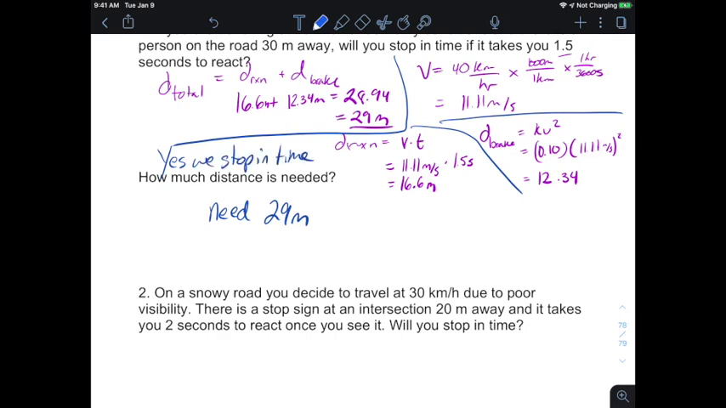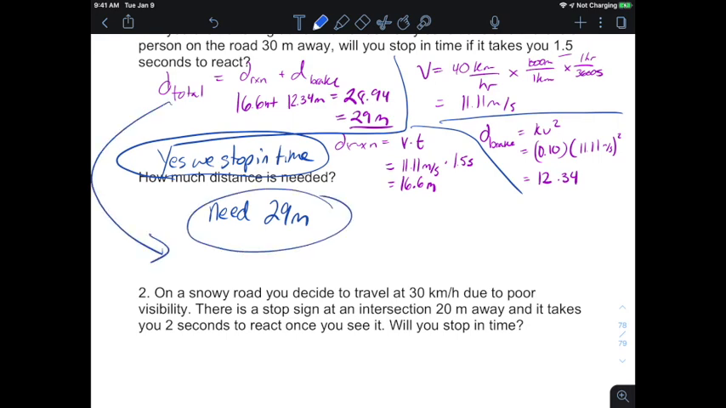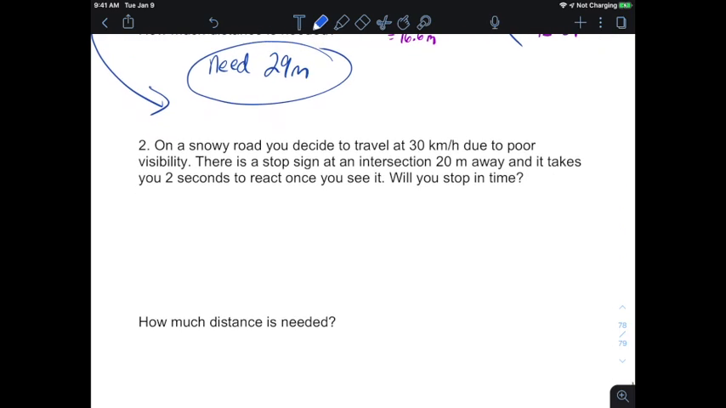This is an important thing to do in any of these questions, is look and see if you actually answer the question. So the question up here was, will you stop in time? That's the question. So this is the answer to the top question. This is the answer to the second question, how much distance is needed. So those are our two answers.